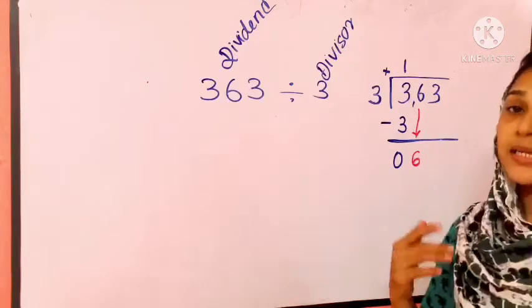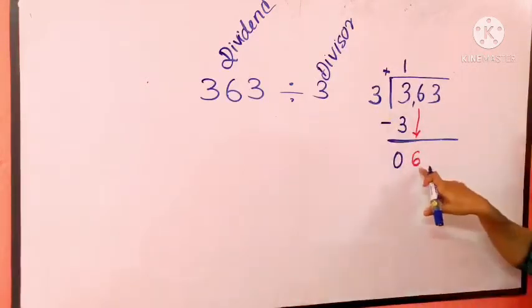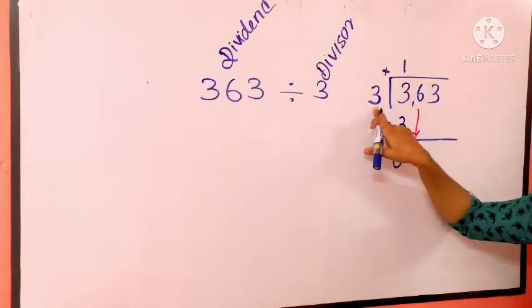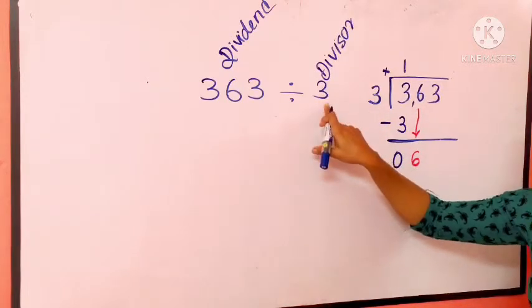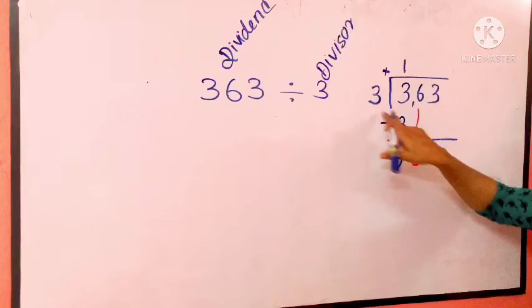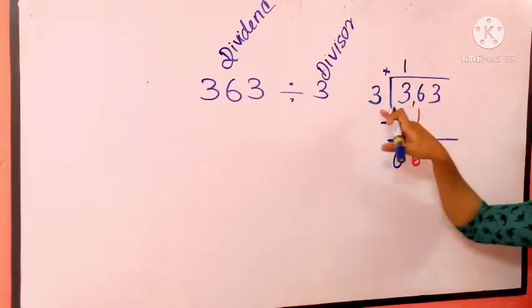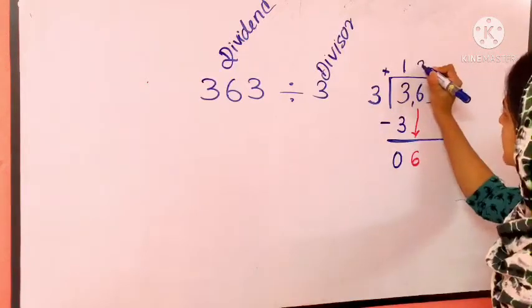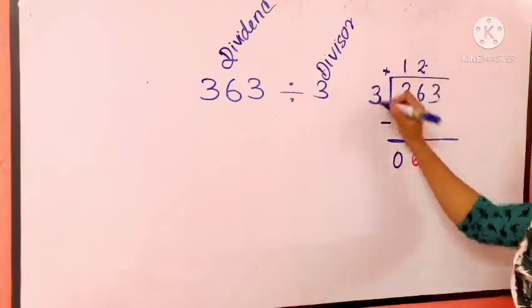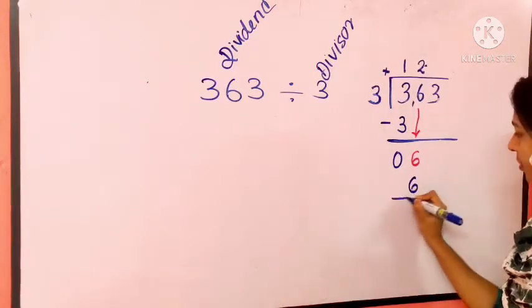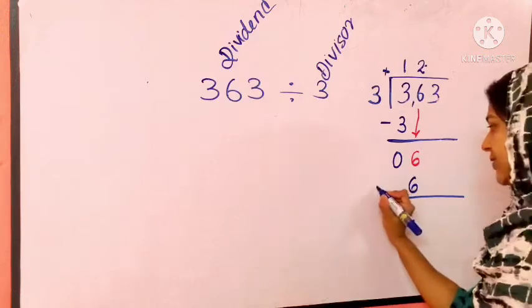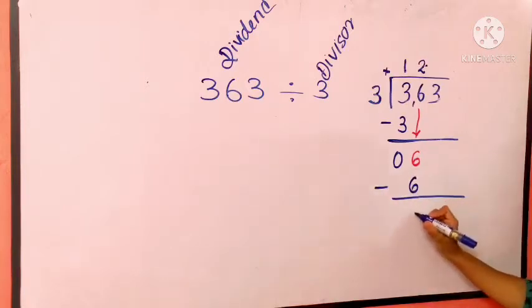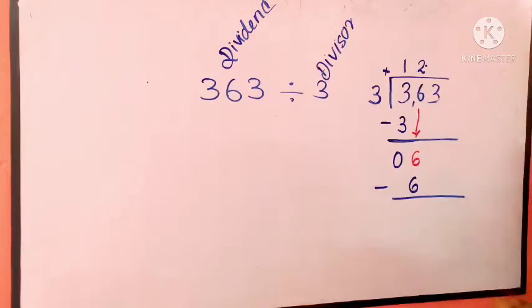Now we should recite the table of 3 up to 6. This is the divisor. We always recite the table of the divisor to solve the problems. So recite the table of 3 up to 6. 1 3s are 3, 2 3s are 6. So write 2 on the top of the 6. 2 into 3, 2 3s are 6. Write the 6 here. Now again we subtract it because division is repeated subtraction. So 6 minus 6 is 0.